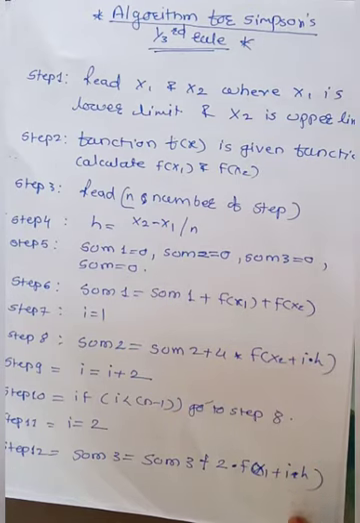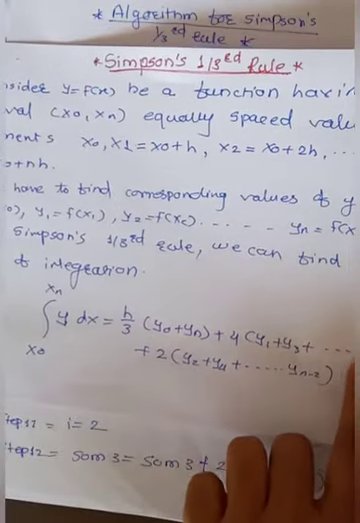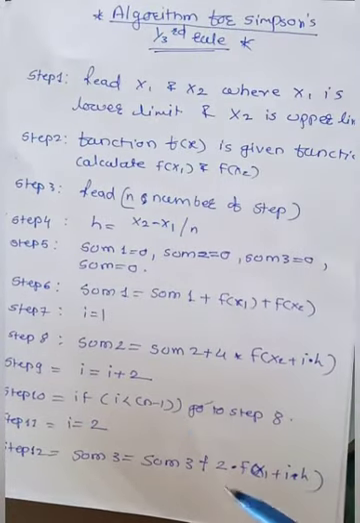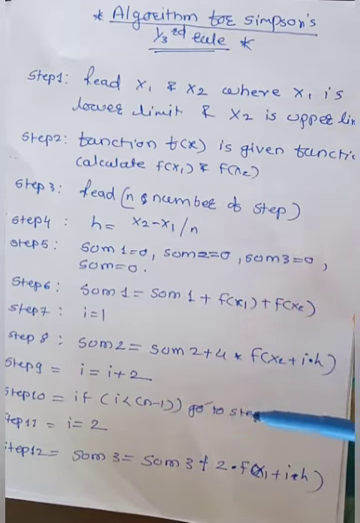Now sum 2 is equal to what? Sum 2 plus 4 into f of x1 plus i into h. That means we have calculated this term. Now i is equal to i plus 2, and it is checked whether the value of i is less than n minus 1. If it is so, repeat the steps.